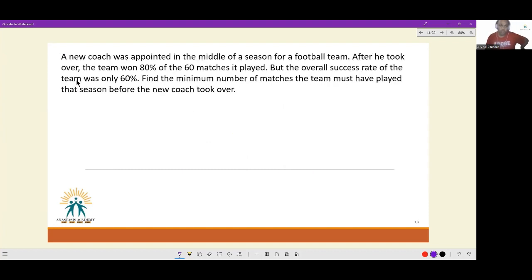Okay. A new coach was appointed in the middle of a season for a football team. After he took over, the team won 80% of the matches it played. So pay attention initially, whatever they had done. In the 60 matches that this new coach has been around for, they won 80% of the matches. So they had 48 wins and 12 losses. But the overall success rate of the team was only 60%.